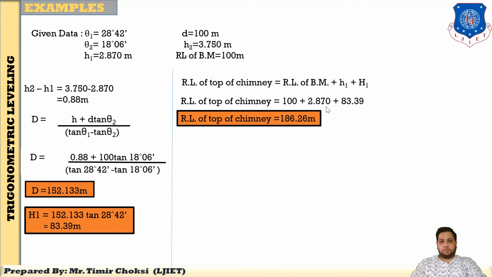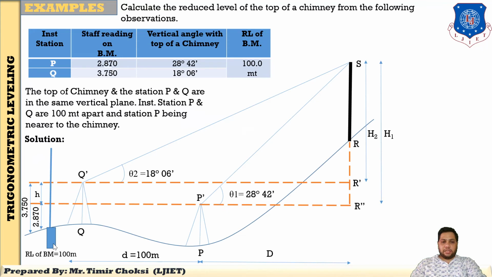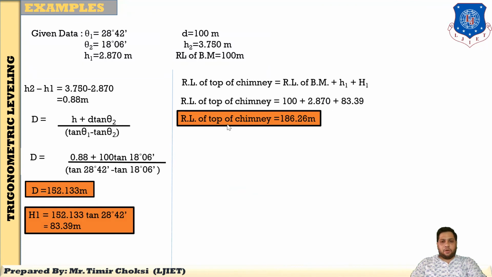So 100 plus 2.870 plus 83.39. So you are getting the answer of RL of chimney top. You could also use the second equation, RL of benchmark plus small h2 plus capital H2, but it is not necessary. You only have to find it based on H1.